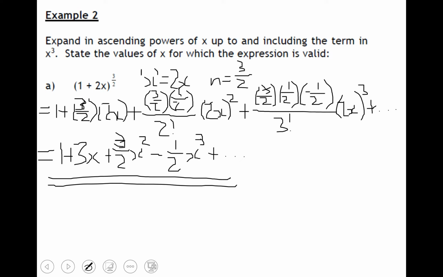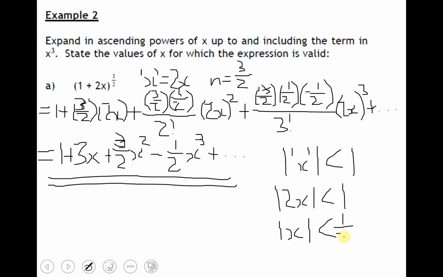Now we're also asked to state the values of x for which the expression is valid. Usually it's the modulus of the x in the formula that is less than 1. In this case we haven't got x, we've got 2x, so it's the modulus of 2x that's less than 1. And so dividing both sides by 2, the modulus of x is less than a half. So the only values for which this expression is valid is when the modulus of x is less than a half.